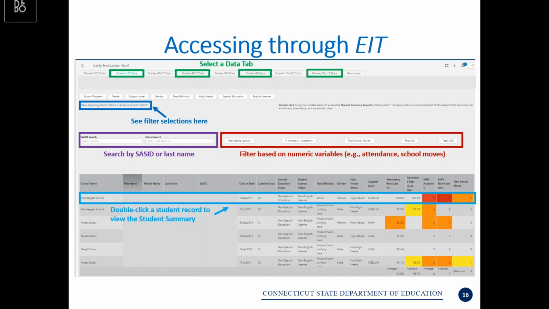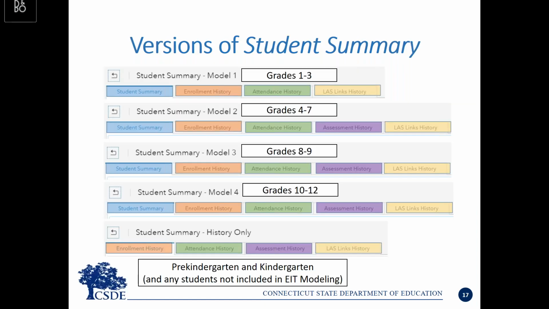This next slide emphasizes the point that the student summary is really a group of reports based on the 4 models in the EIT, plus those students missing from the EIT, including students in pre-K, kindergarten, and those who entered the public school system too recently to be included in the EIT modeling. If the student is in the EIT, clicking on their record will open up the associated grade-based report in Student Summary. In short, Student Summary is larger than EIT, has more students and more data across the student's academic career.